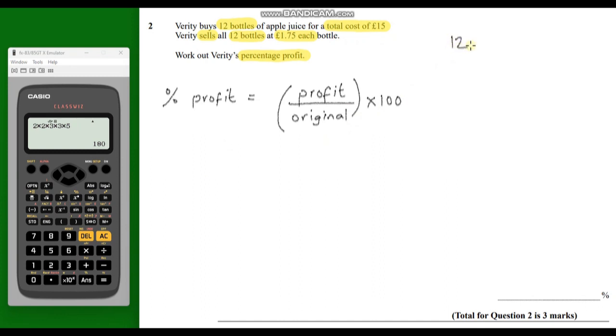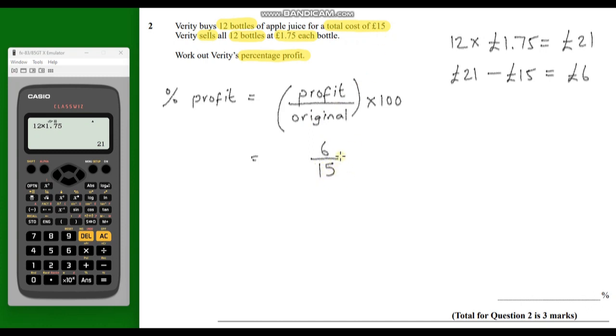So we're going to do 12 times £1.75. Let's just put that into the calculator. 12 times 1.75, and that is £21. So she sells them for £21 and she buys them for £15. So we just do 21 minus 15, which gives us £6. So now we can put that into our formula. So it's going to be 6 over the original price that she buys them for, which is 15.